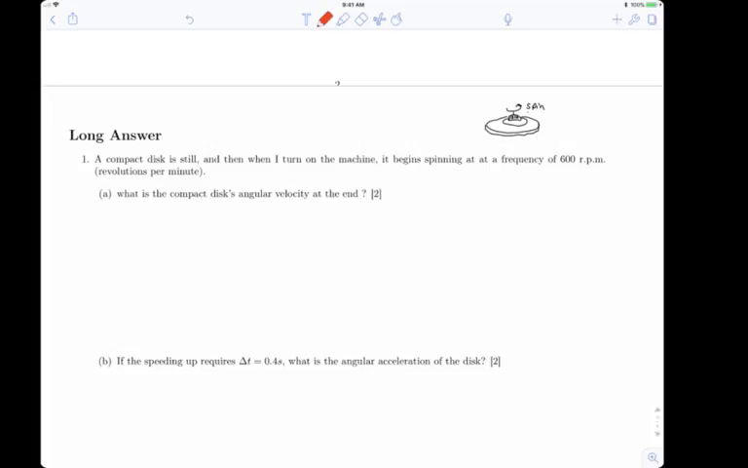All right, question. A compact disk is still, but then when I turn on the machine, it begins spinning at a frequency of 600 revolutions per minute. What's the compact disk's angular velocity at the end, when it's sped up, in other words? Angular velocity is 600 revolutions, that's cycles, per minute. We want to turn this into radians per second. So I want the top one, instead of revolutions, to say radians. There's 2 pi radians every 1 revolution. And I want the minutes to say seconds. 1 minute has 60 seconds in it.